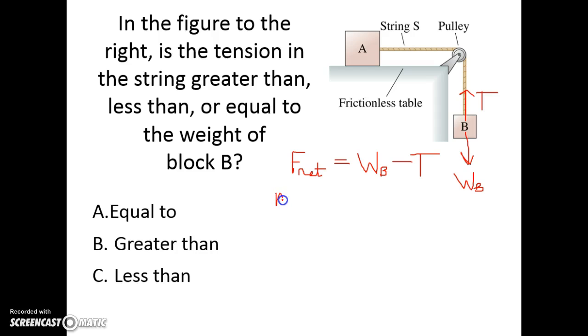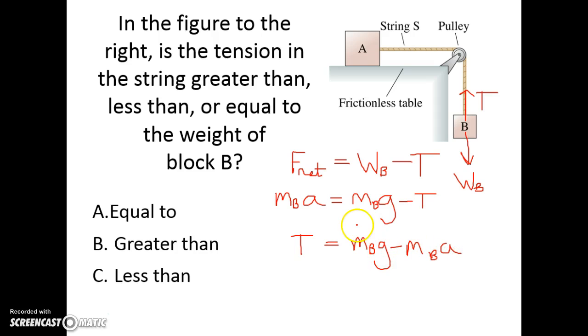And so I'd have the mass of block B times the acceleration equals the mass of block B times gravity, that's the weight, minus tension. And so if I rearrange this for tension, I'm going to get basically the weight of block B minus the net force on block B. And so the tension is going to be less than the weight of block B.